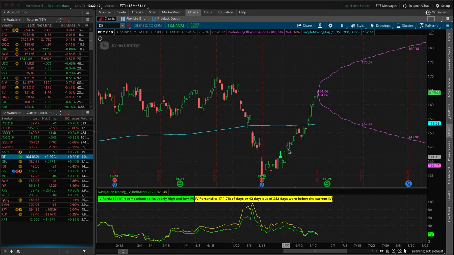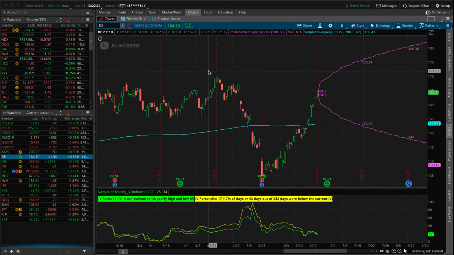And then, again, it continued to rip higher in John Deere. So we're just fighting that one. We'll continue to hold on to that one for now. DIA, I mentioned that one.